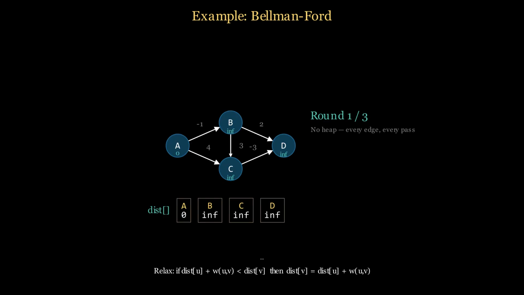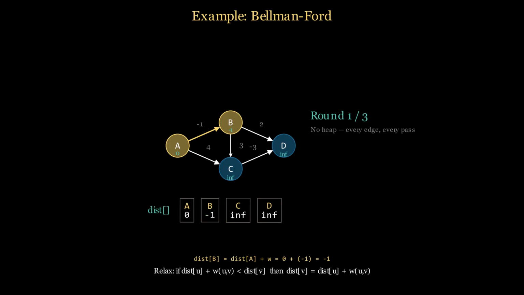We do not use a priority queue or min heap. The algorithm only needs this graph, the dist row, and repeated full scans of every edge. The counter marks which pass we are in. We will run v-1 full passes, and each pass walks every edge once in a fixed order using the relaxation rule at the bottom. Follow the first pass edge by edge as the estimates tighten.